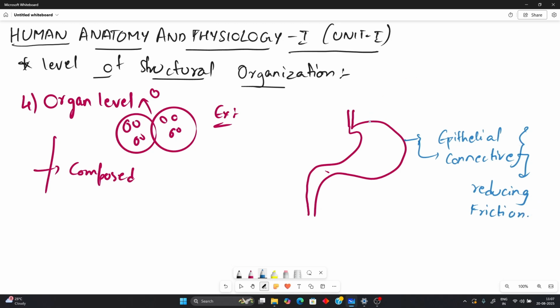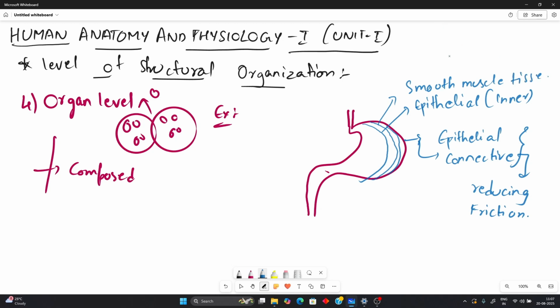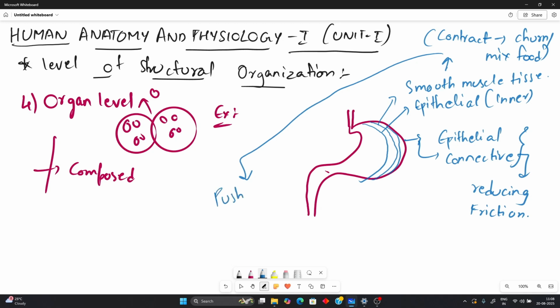Similarly, inside this we also have three different deeper layers. One of the innermost layers is made up of the epithelium. This is the inner layer. And we also have smooth muscle tissue. Whenever this gets contracted, it is useful for churning and mixing the food. Once the food gets churned and mixed, it pushes it into the digestive organ.